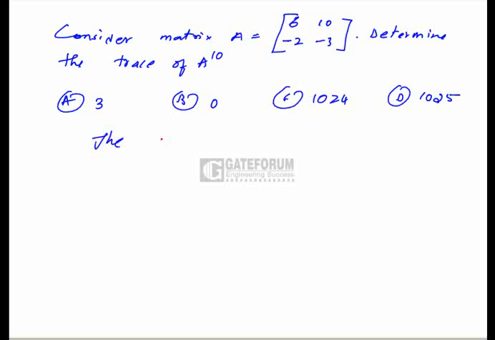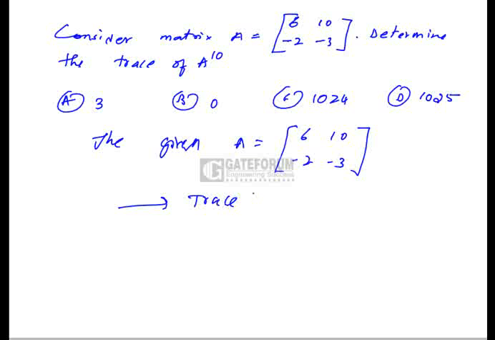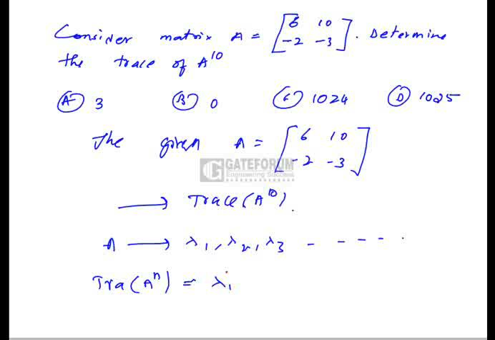The given matrix is A equals [6, 10; -2, -3]. Now we have to find the trace of A^10. First of all, let us see a property. If A is any matrix whose eigenvalues are lambda 1, lambda 2, lambda 3 and so on, then the trace of A^n will be nothing but the sum of all the eigenvalues raised to the power of n: lambda 1^n plus lambda 2^n plus lambda 3^n and so on.